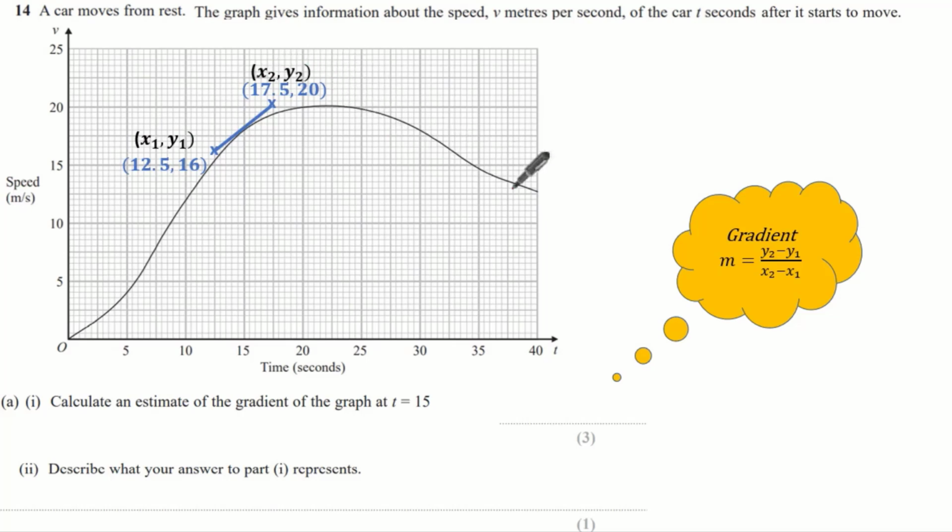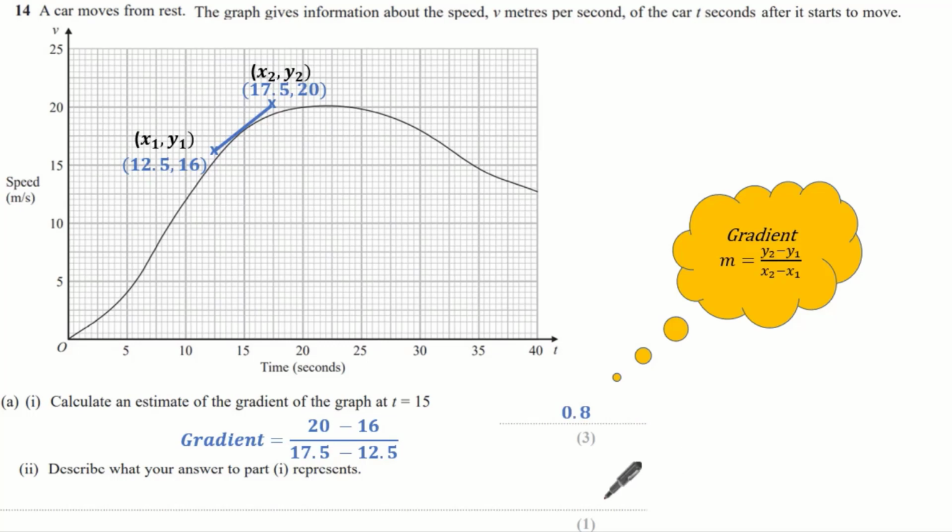Substituting this into my formula to work out the gradient, you can see the gradient would simply be 20 subtract 16 over 17.5 subtract 12.5. This gives me an answer of 0.8. Like I said, as long as you've drawn a line segment which is a tangent to the point t equals 15 seconds, you can use any two coordinates, and the mark scheme accepts any values between 0.6 and 1.0.